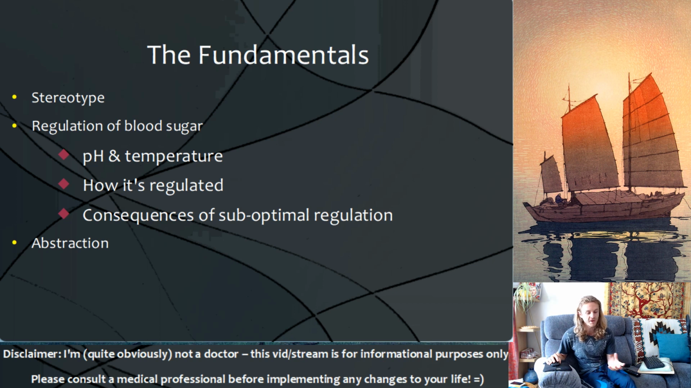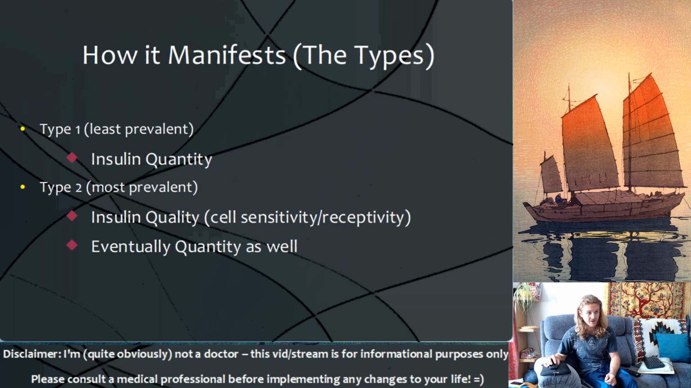So what I mean by that is the word diabetes is broken down into several different types, but also within those types there's a lot of individual variation between people, even though they're categorized as type 1 or type 2, etc. So it's important to recognize that it's a spectrum problem, much like pretty much every other health problem that exists. How it manifests, so this is the types. Although there is a lot of individual variation, there are some commonalities between types.